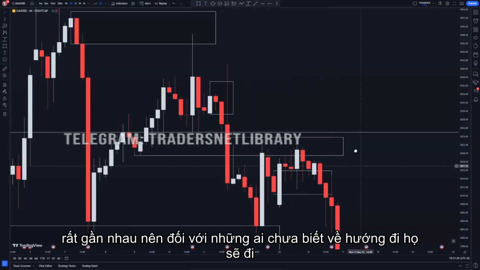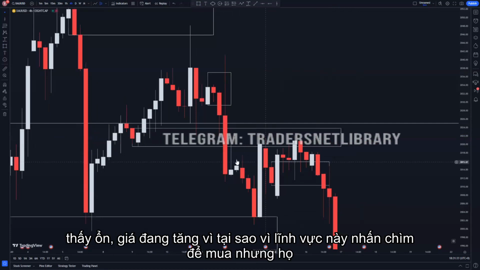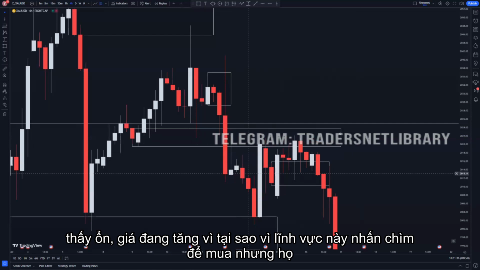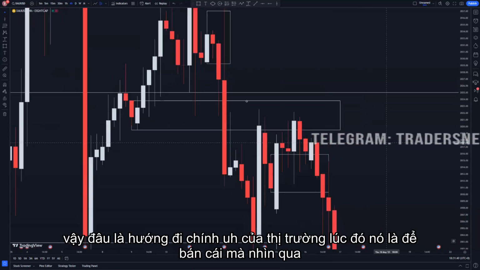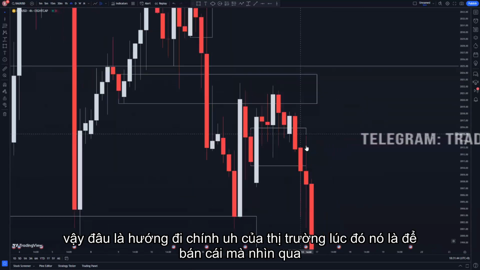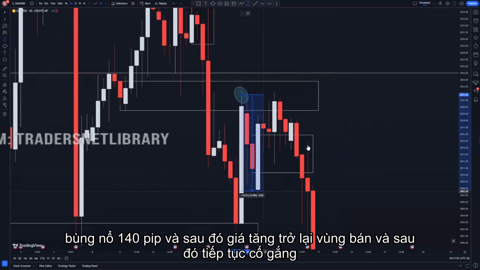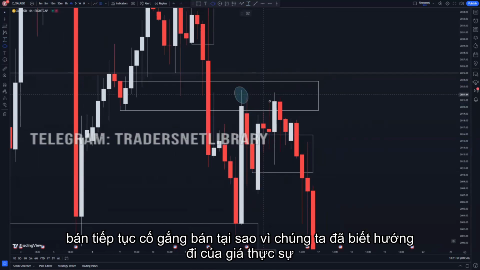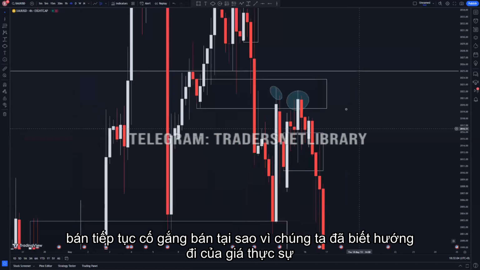For those who don't know about the direction, they're going to see the price going up because of this engulfing for buy. But they don't even know the main direction of the market. The main direction of the market at that time was selling. So look over here, we can take a sell somewhere around here, and then the price went down, boom, 140 pips. And then the price went up, got into the sell zone again, and kept on trying to sell. Why? Because we already know the direction where the price is really going.